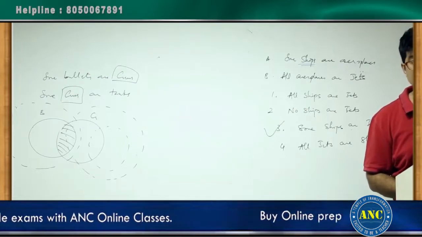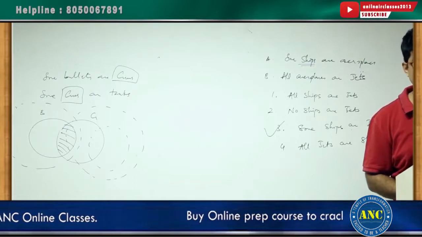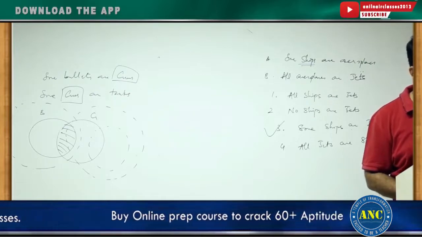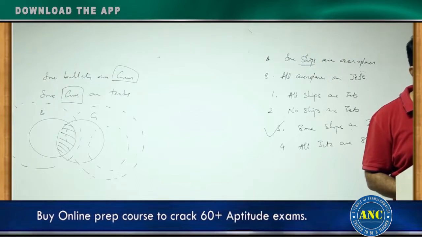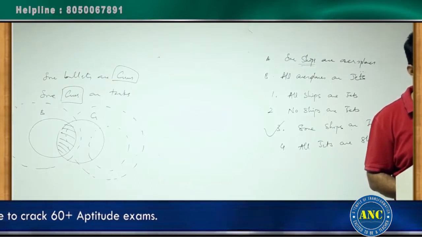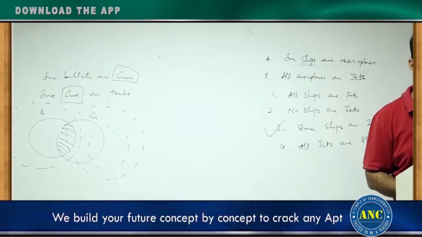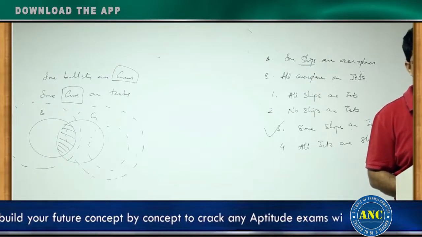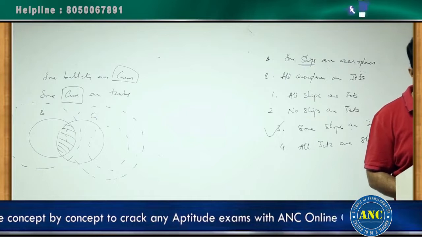Excuse me, sir. In Rule 6, can the inference be no car is a cat? No car is chair, no chair is cat. How can it be? No. I will explain it. Don't worry.